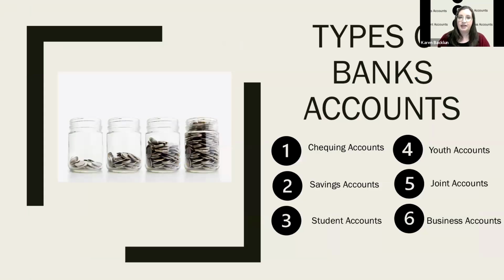So what are the types of bank accounts? So there are checking accounts. What's a checking account? A checking account is ideal for daily transactions such as paying bills, making purchases, and receiving deposits, like your paycheck. Number 2 is a savings account.